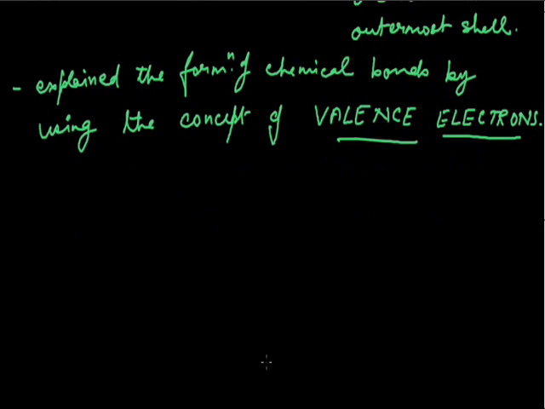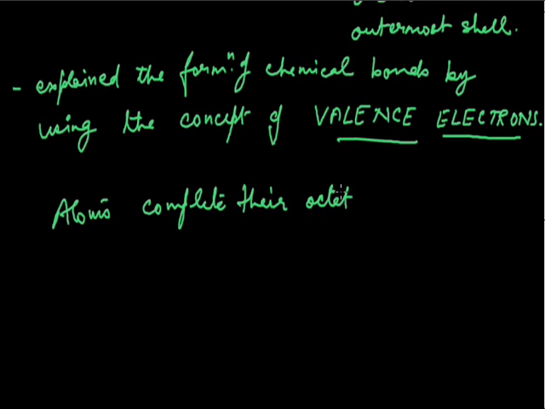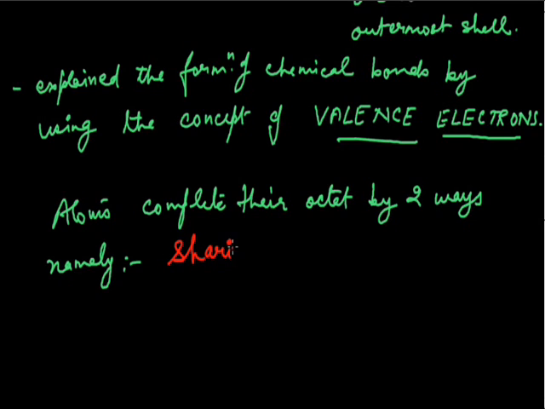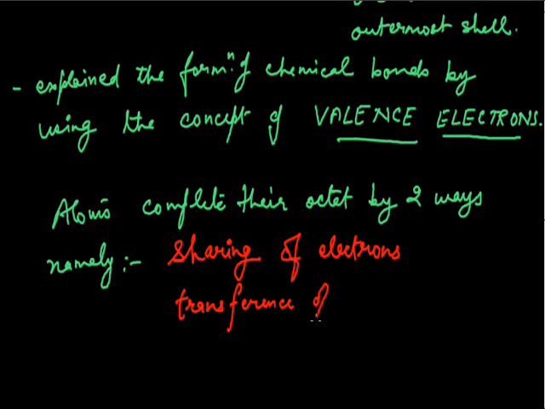They said that atoms do so by two ways. Atoms complete their octet by two ways, namely sharing of electrons or by transference of electrons from one atom to another.